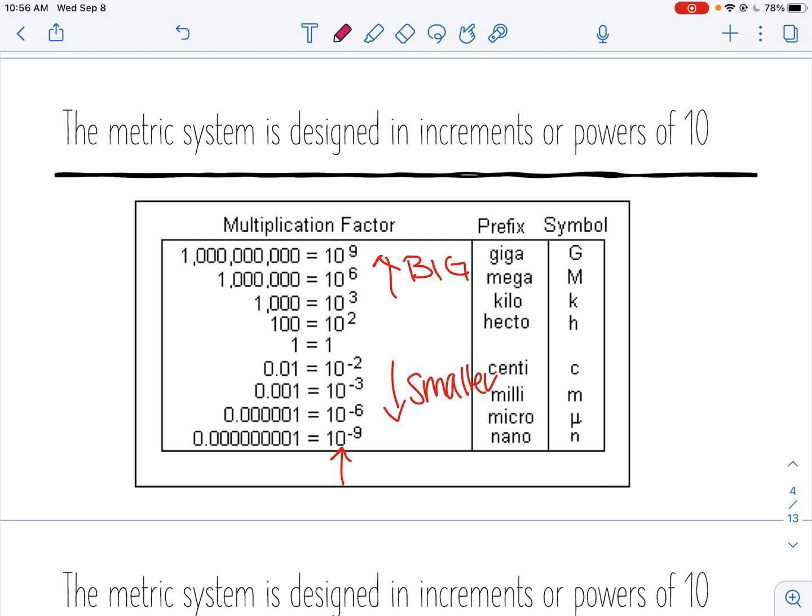As you go up from meters to kilometers, a kilometer is a bigger distance. You can go even higher and go mega or giga, or you can go the opposite way and go smaller all the way down: centi, milli, micro, and nano.